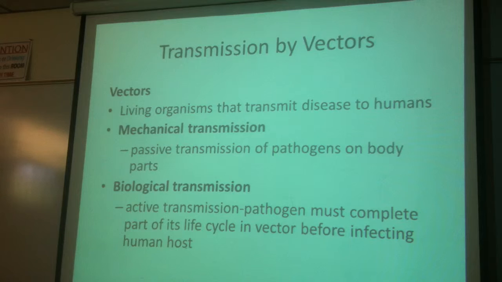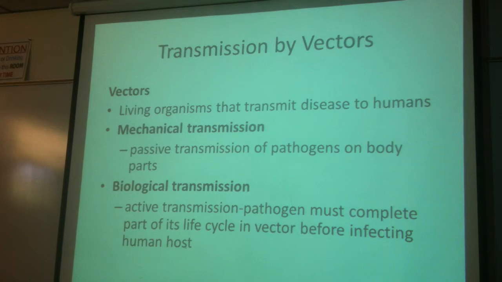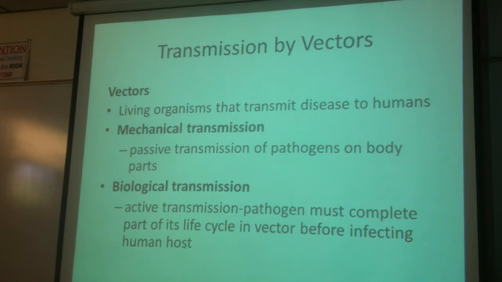Living organisms can transmit diseases to humans. We can have mechanical transmission, so passive transmission of pathogens on body parts, or biological transmission, the active transmission of a pathogen. It must complete part of its life cycle in a vector before infecting a human host. With biological transmission, that's where we get some of those mosquitoes. Some things have to harbor inside mosquitoes before they can infect us. Other times, a passive pathogen just moves from person to person. It's like, oh, I'm good, new host.